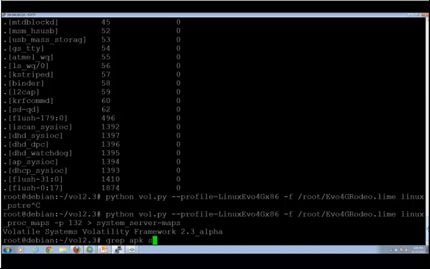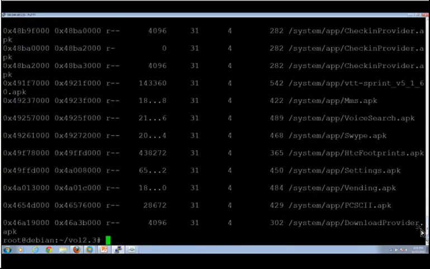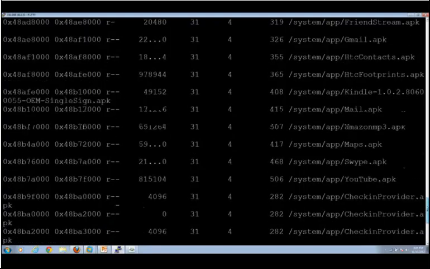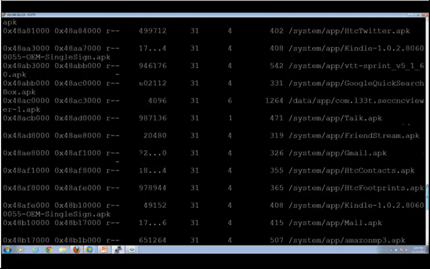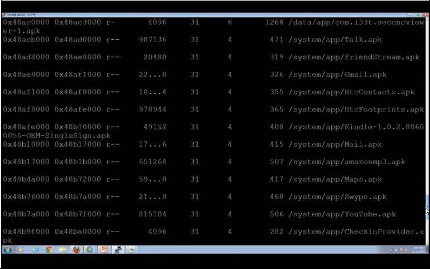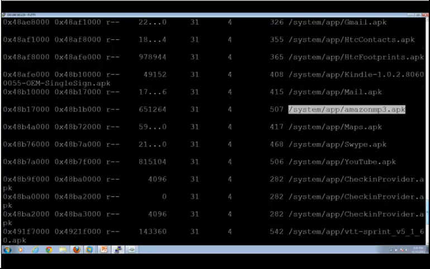So if we grep for APK files on this one, we see that we have many, many more. And these are all of the applications that are actually running on the phone. What I wanted to show was our Amazon application. Obviously, that's not necessary to run the phone. This is something that the user did, or it started up when the phone ran.